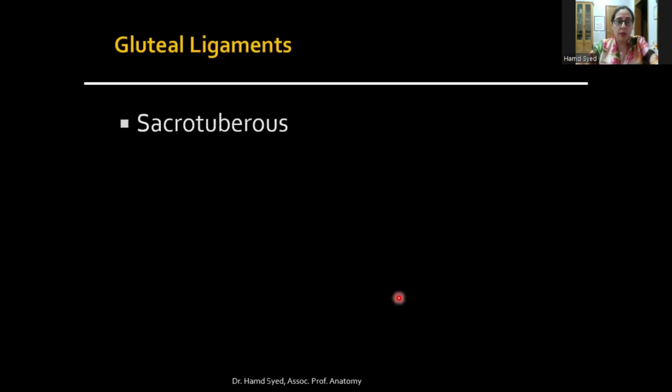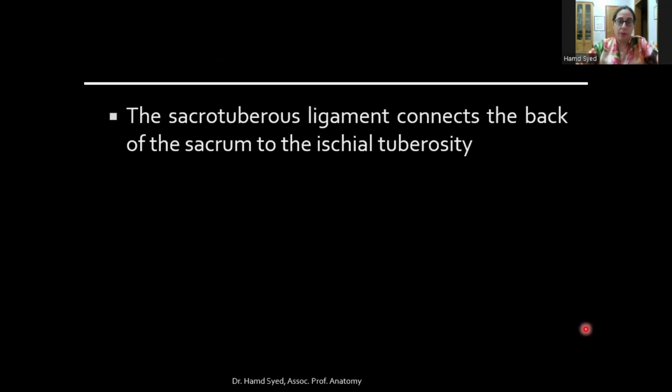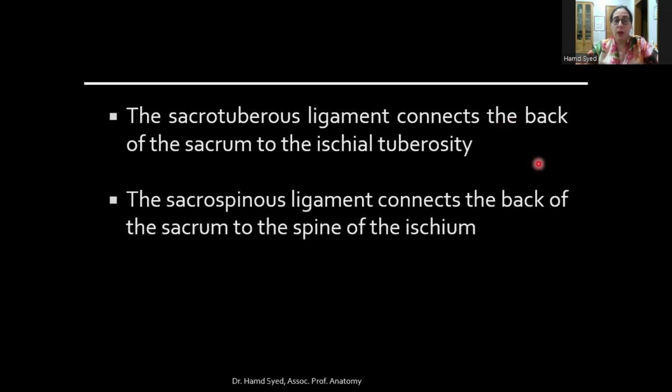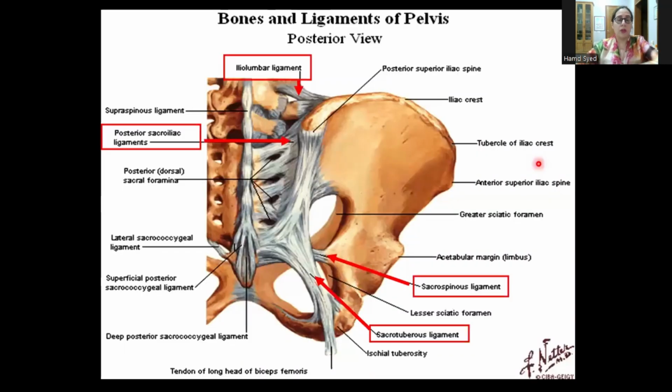Now let's talk about the gluteal ligaments. I just mentioned before, sacrotuberous, and the other one is the sacrospinous ligament. Their importance is that they stabilize the sacrum and prevent its rotation at the sacroiliac joint by the weight of the vertebral column. The sacrotuberous ligament connects the back of the sacrum to the ischial tuberosity, while the sacrospinous ligament connects the back of the sacrum to the ischial spine. And these two ligaments, as I mentioned before, convert the greater and lesser sciatic notches into the foramina. So here we are looking at the posterior view of the bones and ligaments of the pelvis.